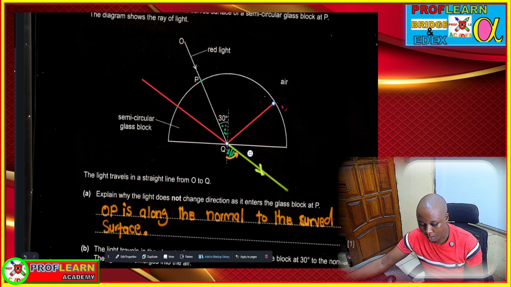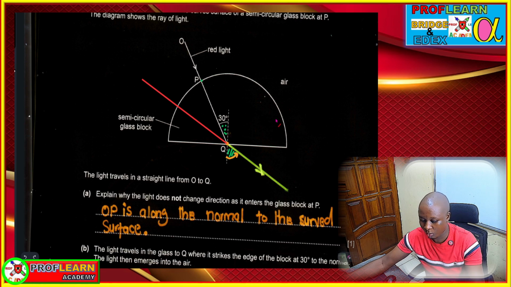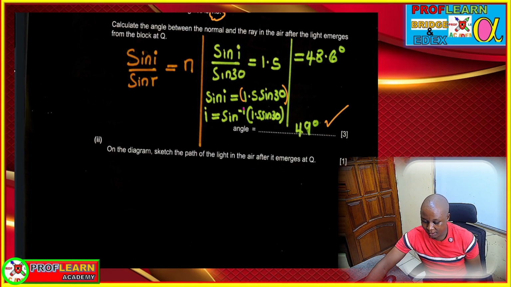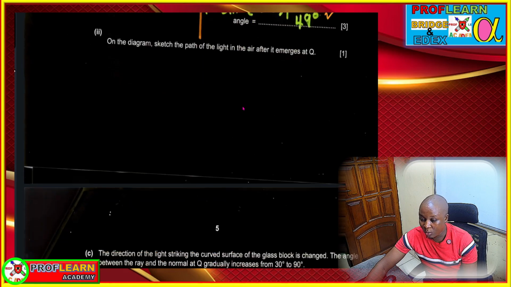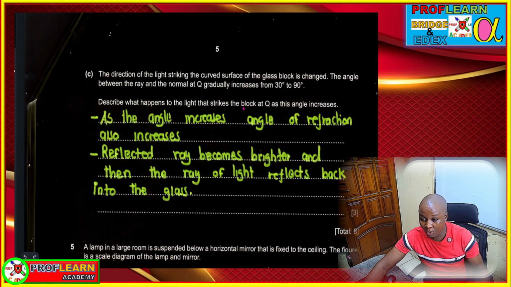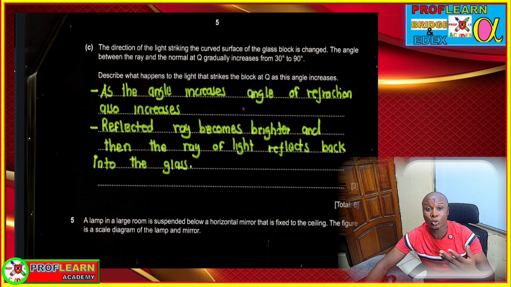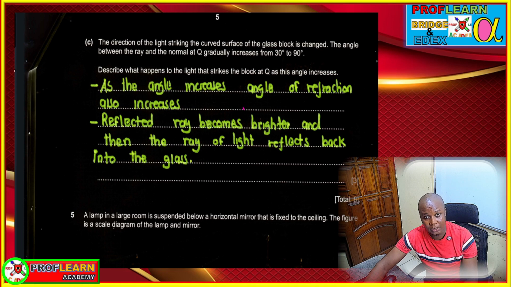So let's see how you are supposed to structure your answer at that given point. We are going to say here that as the angle of incidence increases, the angle of refraction also increases. The reflected ray becomes brighter, and the ray of light is going to be reflected back into the glass when total internal reflection has occurred.